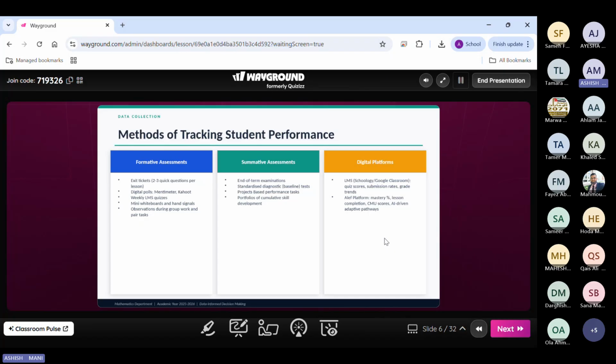Now, what are the methods of tracking student performance? We track student performance basically on three major things. One is formative assessment, which we do with our exit ticket or our quiz in LMS. The next one is the summative assessment, which we do at the end of the term. And then we have digital platforms like LMS and Aleph. And I tell you honestly, teachers already do most of this. The difference is now we are doing it systematically instead of relying on memory.